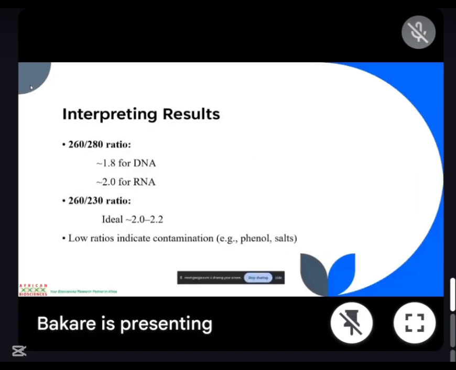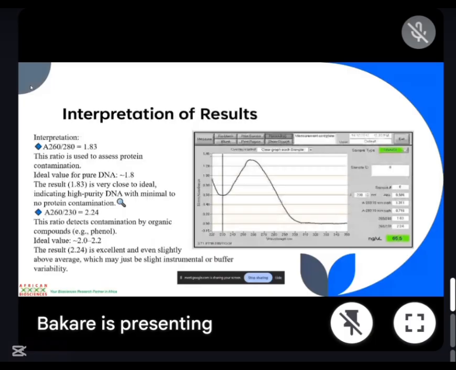So we want to interpret. Most labs use nanodrop, so we are going to use nanodrop to interpret the result now. So like I said, 260/280 ratio, 1.8 for DNA, 2.0 for RNA, and then 260/230, the ideal ratio is 2.0 to 2.2. So this is how the screen of your nanodrop software looks like. You can see the measure, the blank, reblank, print screen, print report, recording, show report, and everything.